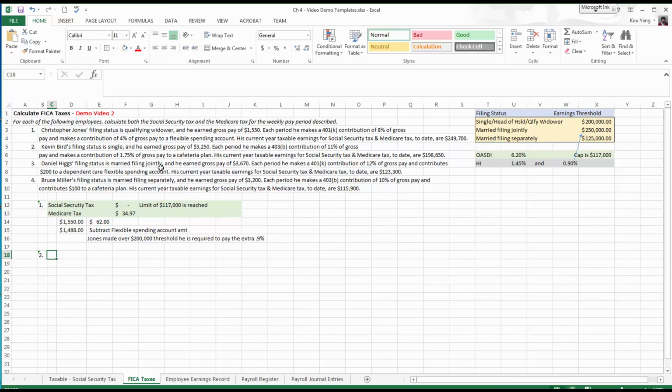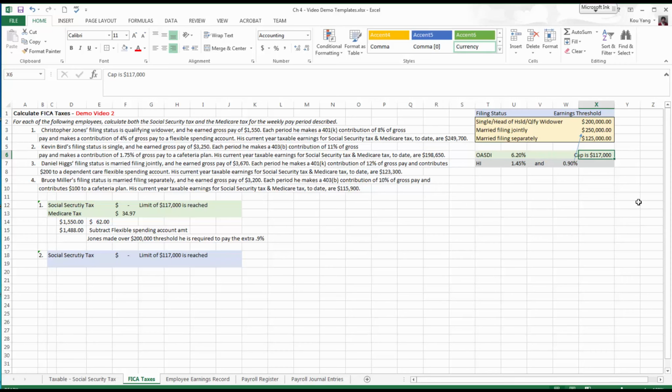His current year taxable earnings for Social Security and Medicare tax to date are $198,650. Clearly, I'm just going to go ahead and copy this down because he has already reached that limit. Okay. Because so far he's made $198,650. Our cap on OASDI or Social Security tax is only $117.